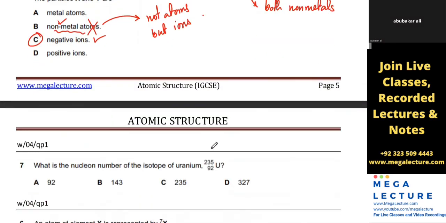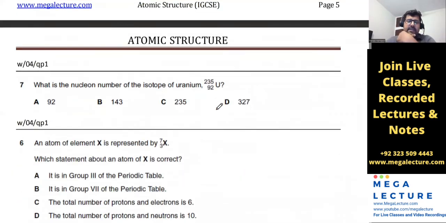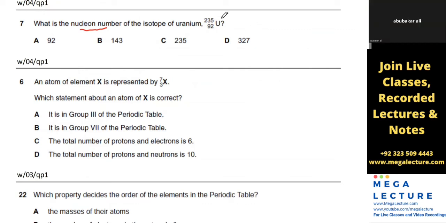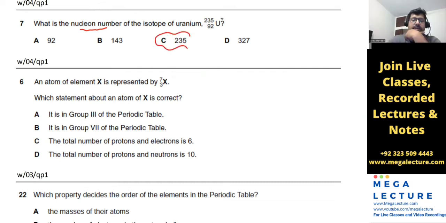So next one, this one is easy. Now he's asking for the nucleon number. So what's the nucleon number over here? 235. Okay, that's 235. Remember this big number over here. That's the nucleon number. That's the number of protons plus the number of neutrons.